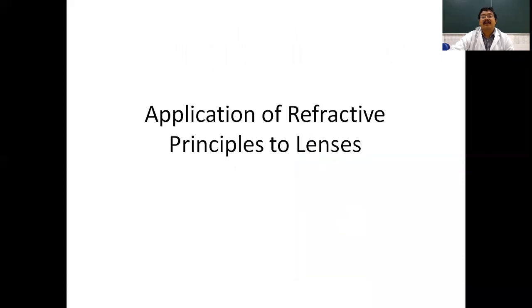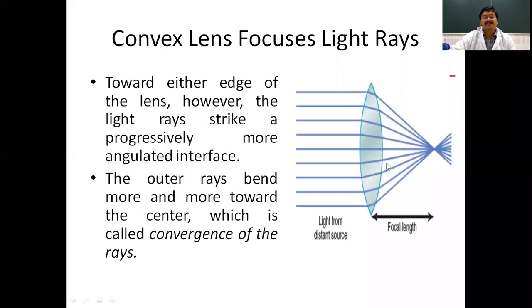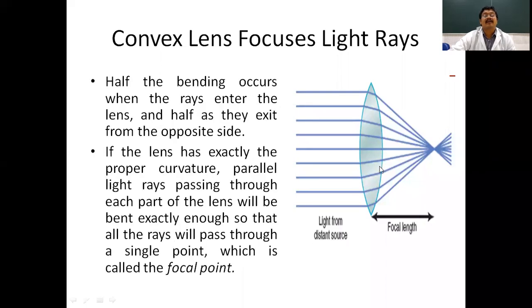The application of the refractive principle in lenses, these elementary optics you already know well from your earlier classes in 12th and 11th standard or intermediate. The focal point: whenever parallel light rays pass through a convex lens, they converge to a point at a distance called the focal length. It is called the focal point. It is called a converging lens. We'll go quickly.